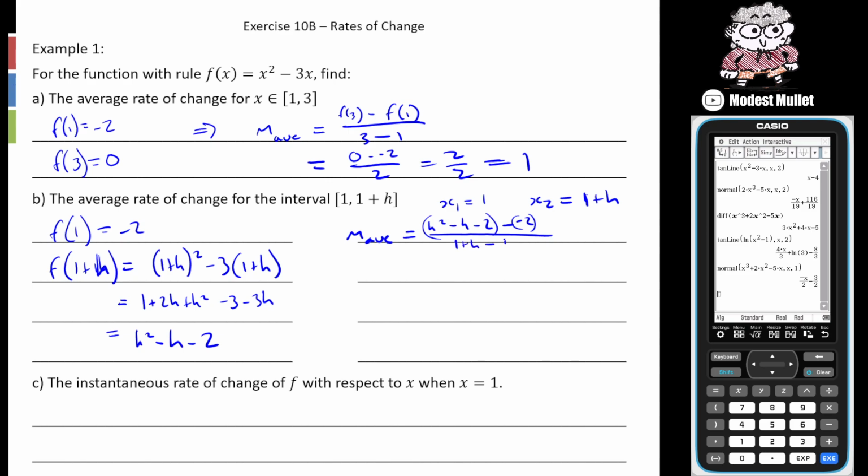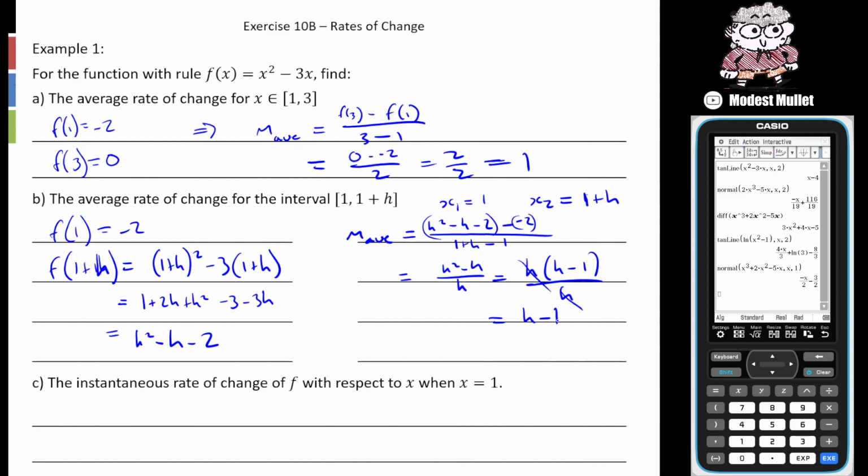1 plus h, take away 1. So we're going to get h squared minus h on h. Look at that, we're going to be able to simplify: h minus 1 over h. Cancel, cancel. So the average rate of change is going to be h minus 1 between those two points.